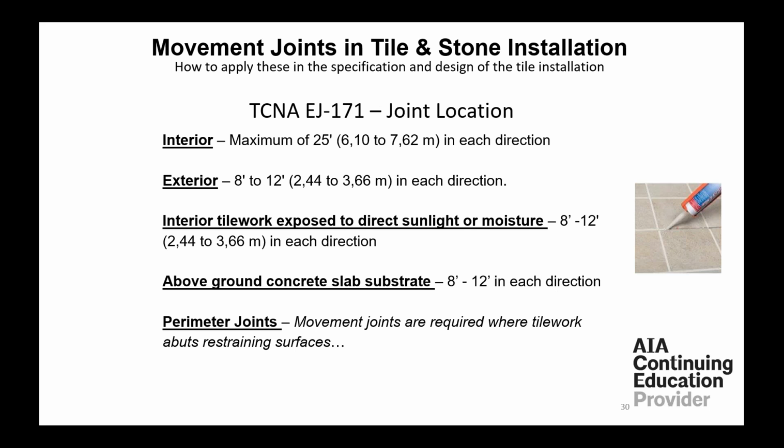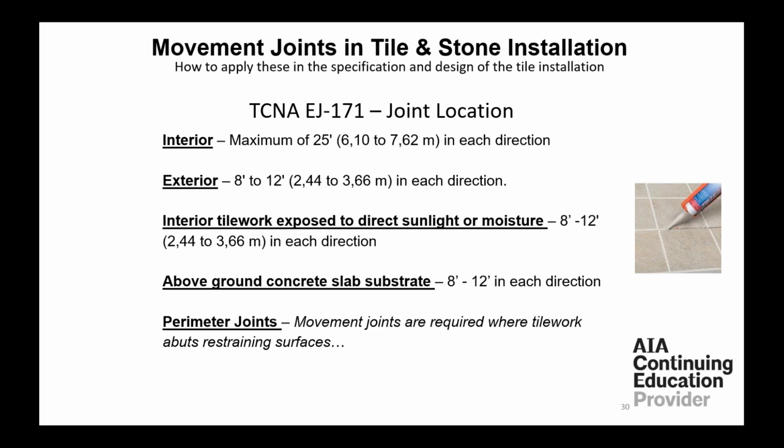Some of the basic guidelines in EJ171. On interiors, the maximum spacing should be no more than 25 feet each direction. This used to read, I think, 18 to 25, and we decided to drop the front end of that just because it's a range. Exteriors, 8 to 12 feet in each direction, and that did not change. So we'll get into more details about the width of the joint and so on, and how that is affected by 8 or 12 feet on an exterior.